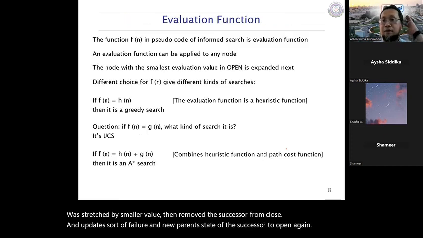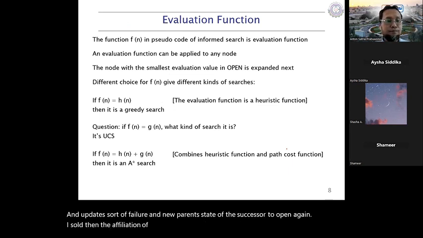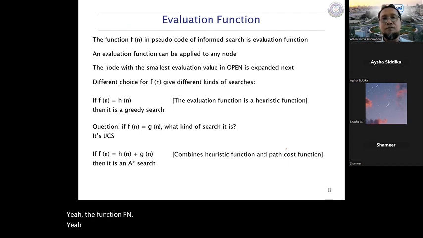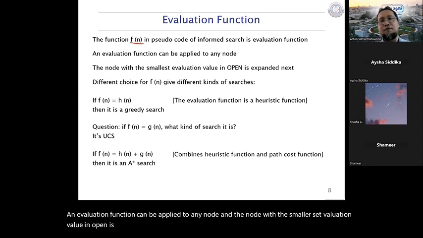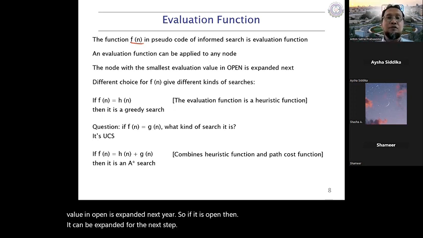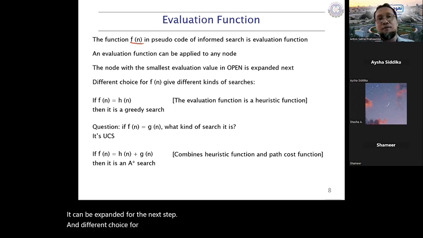All right, so now the evaluation function. The function F(n) in the pseudocode of informed search is the evaluation function. An evaluation function can be applied to any node, and the node with the smallest evaluation value in open is expanded next. If it is in open, then it can be expanded for the next step. Different choices for F(n) give different kinds of search.